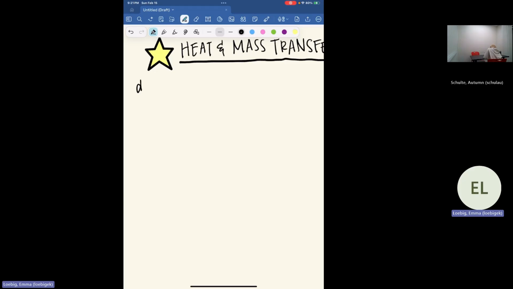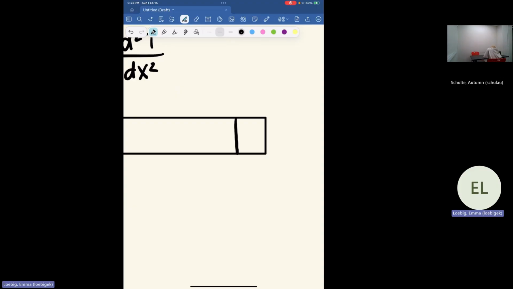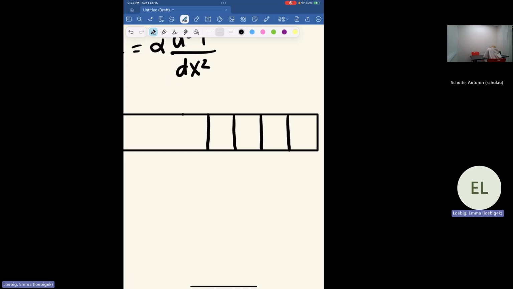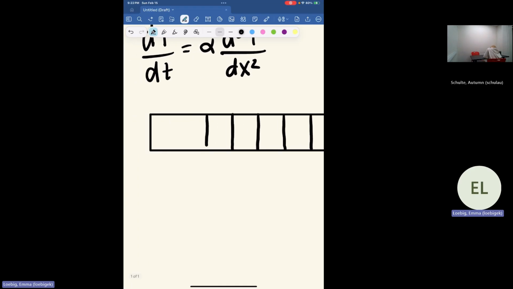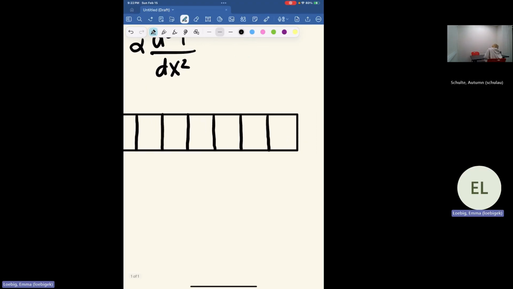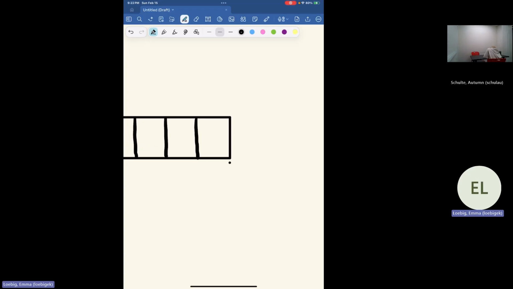Okay, so now I want to take our same heat diffusion equation, and this time I want to represent this using finite differences. So I'm going to draw an example of a long rectangular rod, and this rod is going to be split into several, hopefully even, sections. And each section has some change in position that we'll note as delta x.